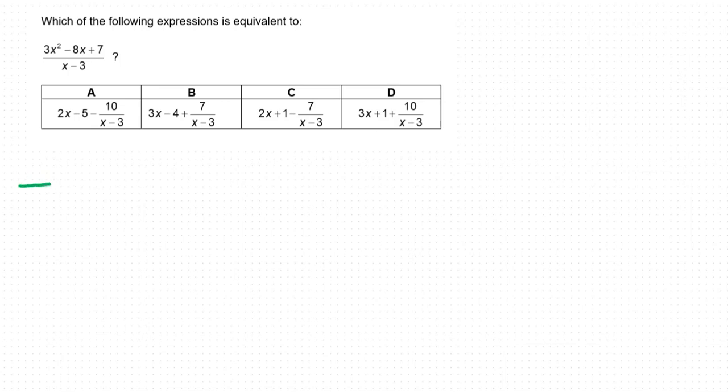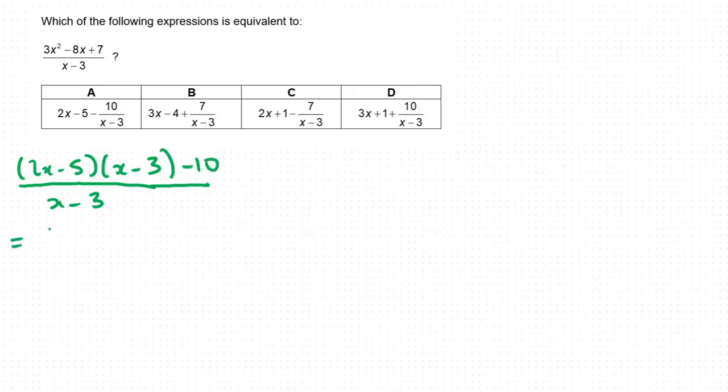So we could just do the LCD, x minus 3, and then it would be 2x minus 5 times x minus 3 minus 10. We're going to simplify: 2x squared, minus 6x minus 5x, that's minus 11x. Minus 5 times minus 3 is 15, minus the 10 is plus 5, over x minus 3. And we see that's not the answer.